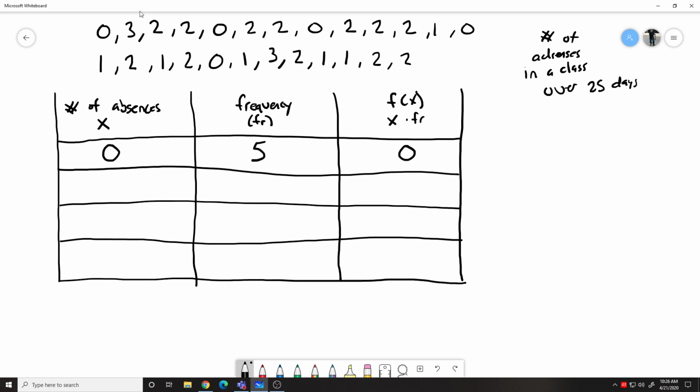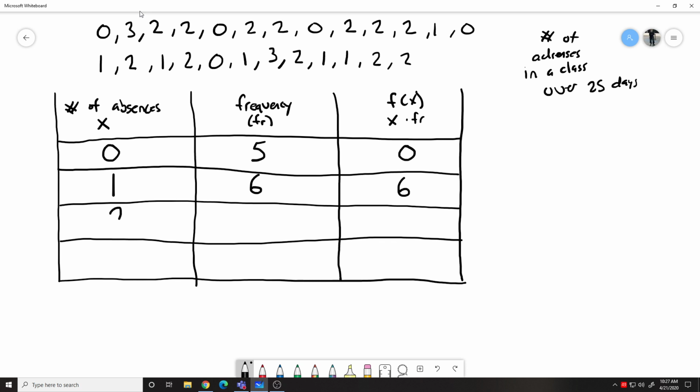Our next number is 1. This is the number of times that we had one person absent from class. How many times did that happen over 25 days? Let's see. 1, 2, 3, 4, 5, 6. We had 6 times that one person was missing. And 1 times 6 is 6.